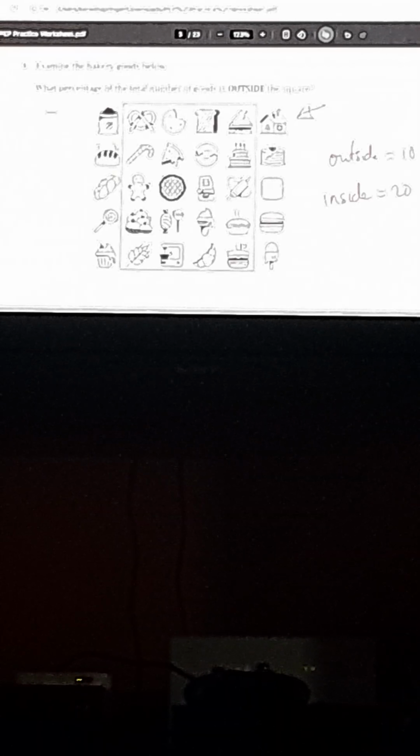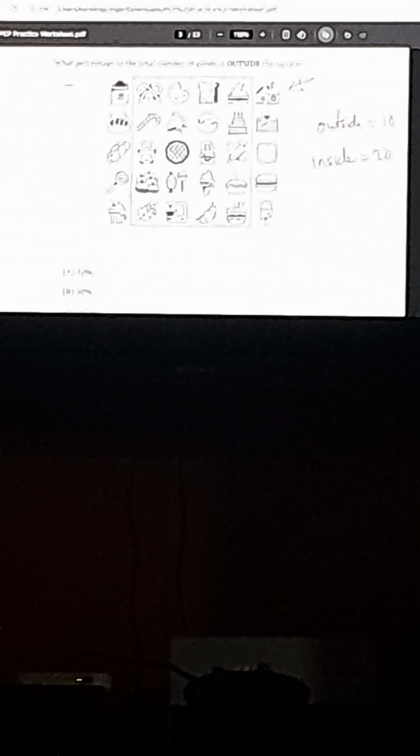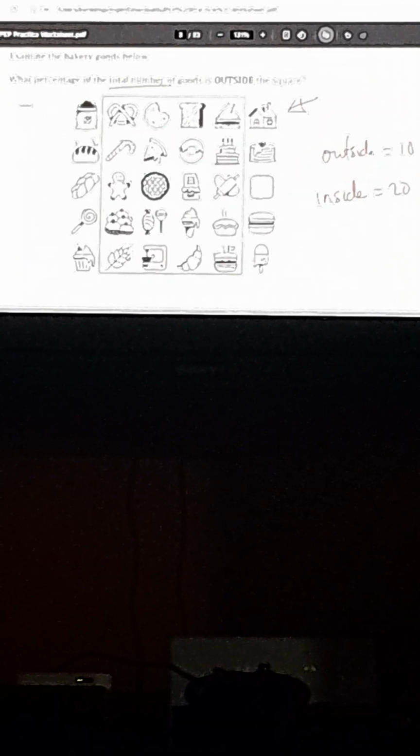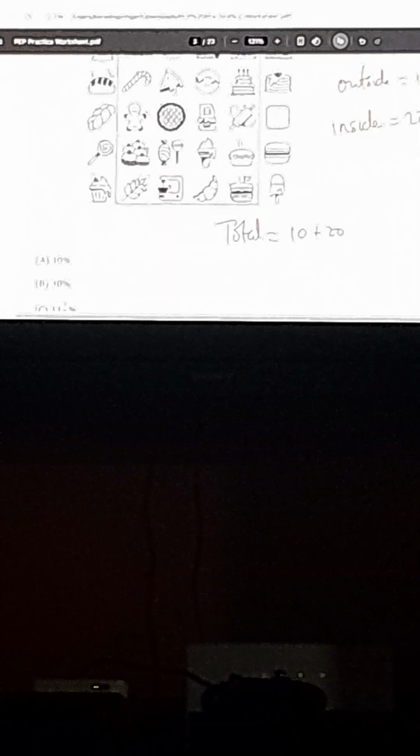So is this half? What do you all think? It's not a half. And you'll see why just now. Because B is a possible answer, isn't it? 10 outside, 20 inside. 10 out of 20 is what percentage of the total number of goods? So we have to do it out of the total. So the total is actually the inside plus the outside, 10 plus 20. The total is 30.